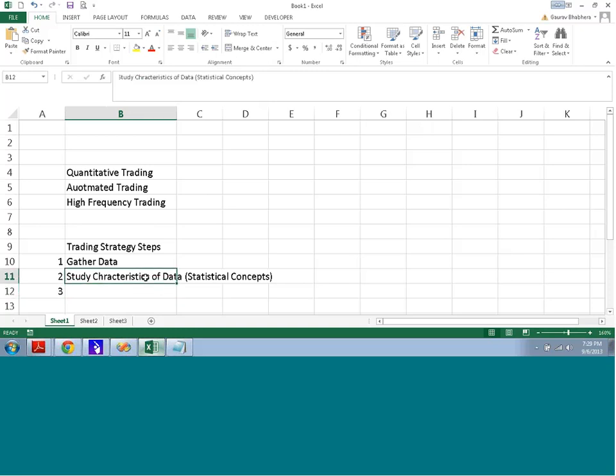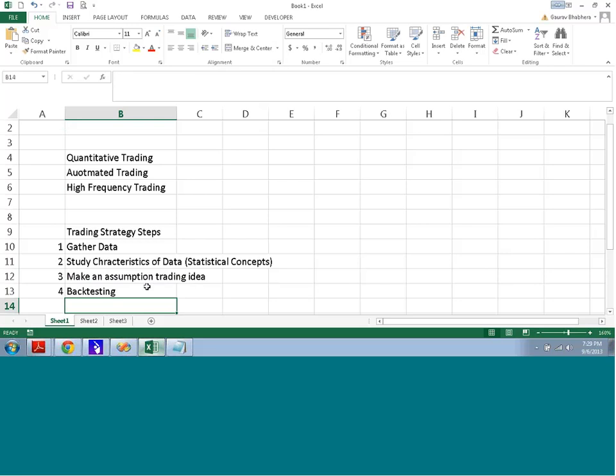Next, when you are studying the characteristics of the data, after you study them, you make a view. You make an assumption about the trading. After studying the data, you may see certain patterns, or certain co-movement in the data. Based on that, you may have a trading idea. So you need to come up with a trading idea.